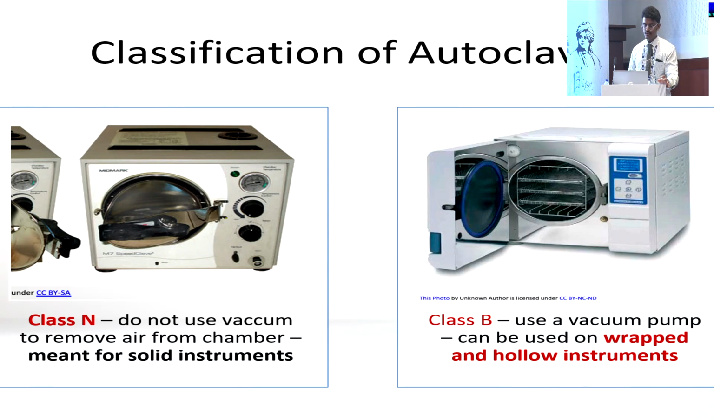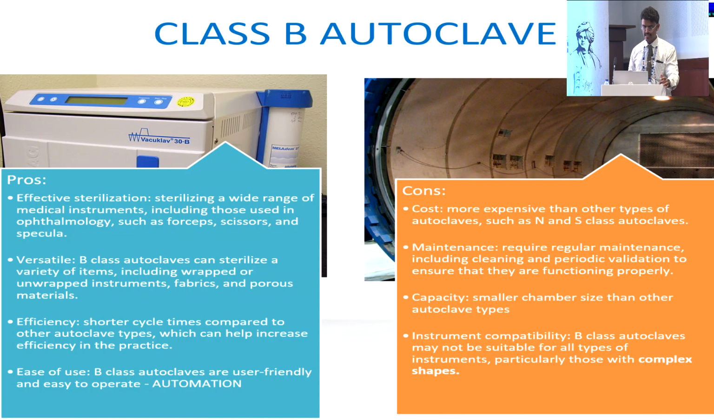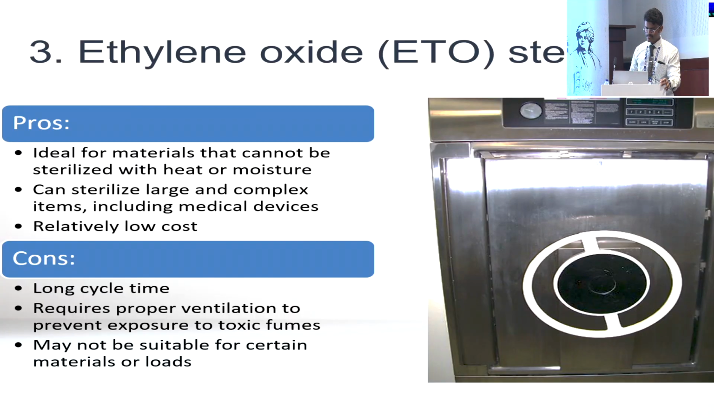And remember, usually class N is meant for solid ones, whereas class B can be used for hollow instruments as well. And an added advantage of class B is it is available in multiple shapes and sizes. It can even be a tabletop instrument, thereby occupying relatively less space compared to the other types. So this is about the pros and cons of class B autoclaves, which we already discussed. Then moving on to ETO sterilizer, what we need to understand here are the pros and cons.